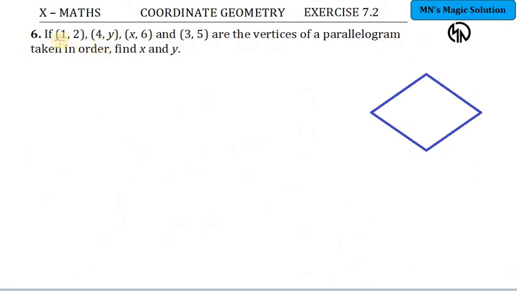Question number 6. If these are the 4 points and these are the vertices of a parallelogram taken in order A, B, C, D likewise, find x, y. So in a parallelogram, the points are taken in order. You have to find x and y. For this, you should be knowing the properties of a parallelogram.